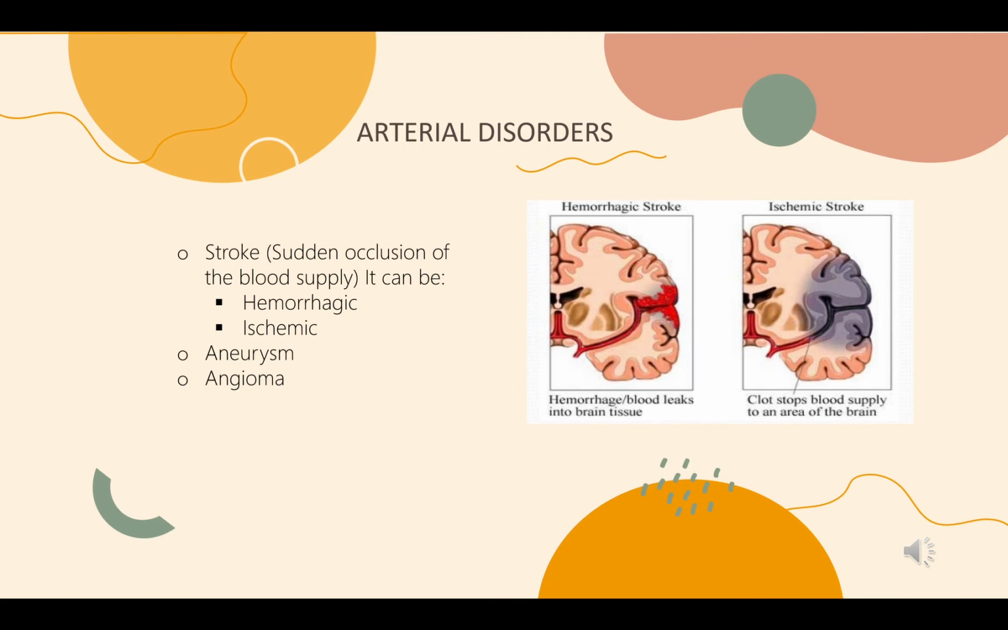The arterial disorders which can occur. First, stroke. It is a sudden occlusion of the blood supply. It can be hemorrhagic or ischemic. The second is aneurysm, and the third one is angioma.